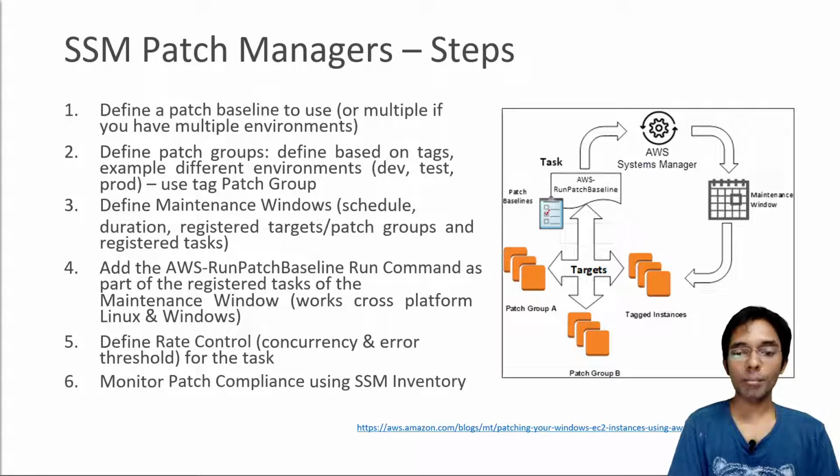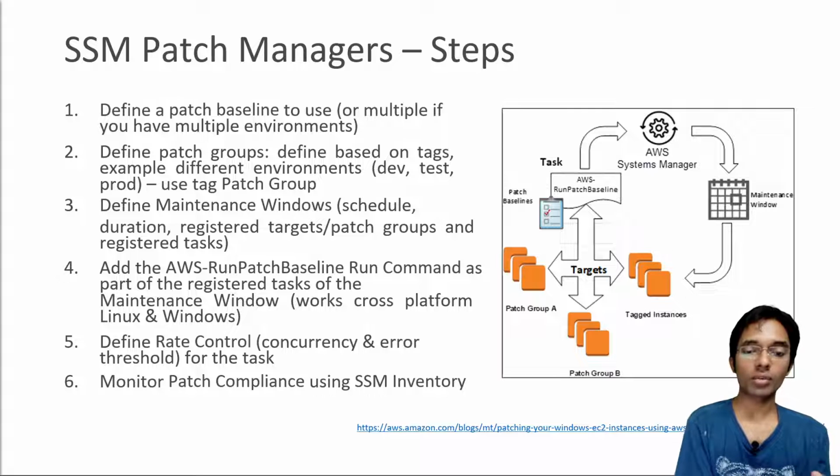And then we define a maintenance window, and this is a schedule and a list of registered targets and a patch group, with registered tasks. And the tasks are going to be what needs to happen to this instance during the maintenance window. So the idea of the maintenance window is that you can define a rolling deployment of these patches, one by one or multiple by multiple. And then in this maintenance window, we have to define what needs to happen. So the first thing we need to define is to add a run command called AWS Run Patch Baseline. And so you will add it as part of your maintenance window task, and it works cross-platform for Linux and Windows.